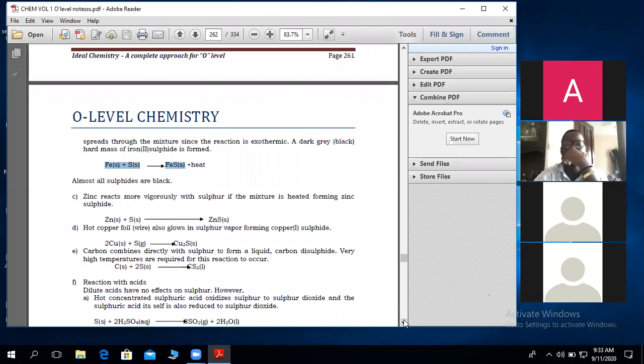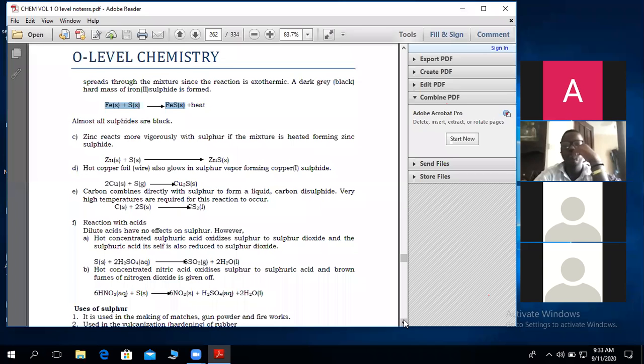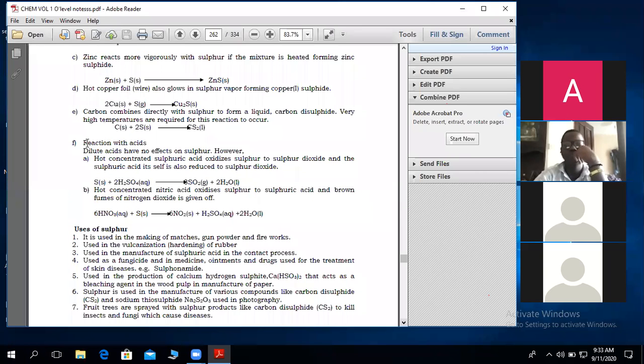Now, let me show you the most important reaction. Even last year we asked this reaction in UNEB. It was there. Reaction of sulfur with acids. Dilute acids do not react with sulfur. What reacts with sulfur are concentrated acids. These two equations last year in UNEB, we asked them.